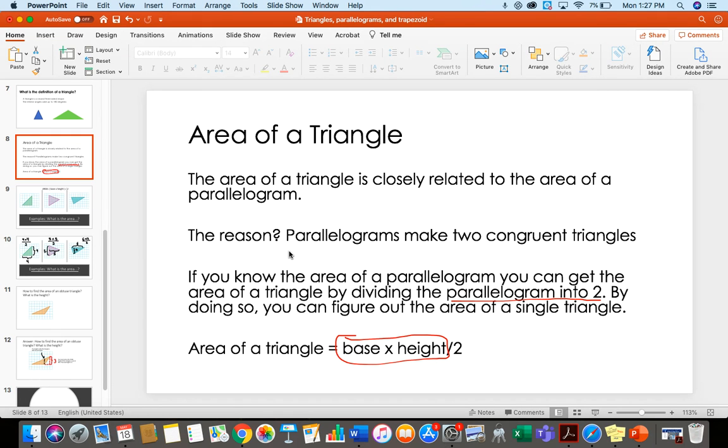If that just made no sense to you, let's look over the area formula. We know that the area of a triangle is base times the height. I circled this because we know that is the formula for a parallelogram. Then we're just dividing it into two because we know parallelograms make two triangles. So that's where the area of a triangle comes from.